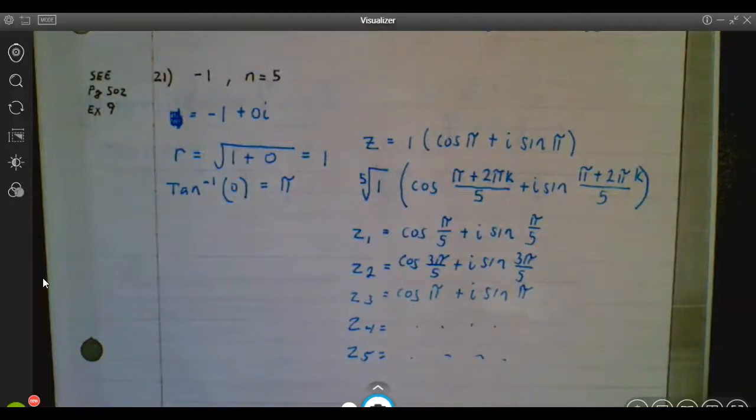And we are going to leave them in this form because the directions did say to leave your answers in trig form. So we're going to leave them as they are, and that is the end of Chapter 6.